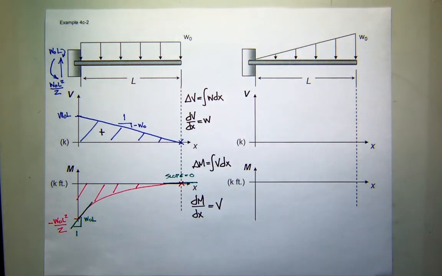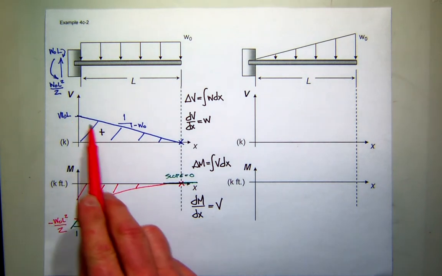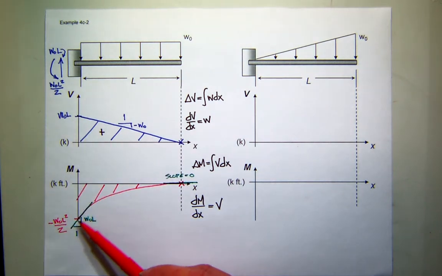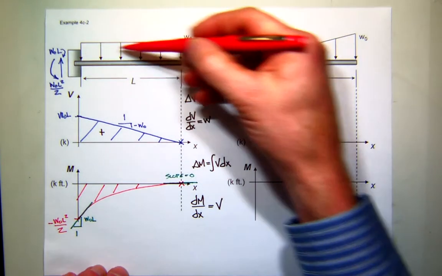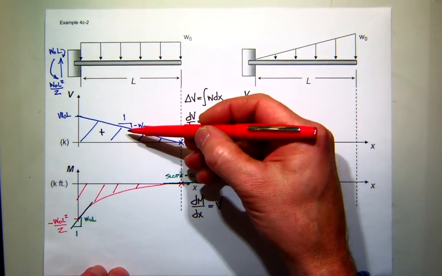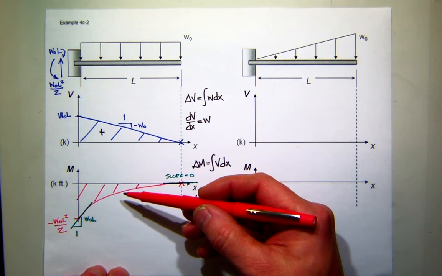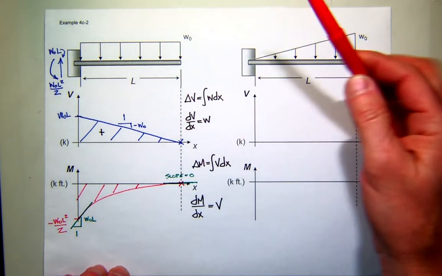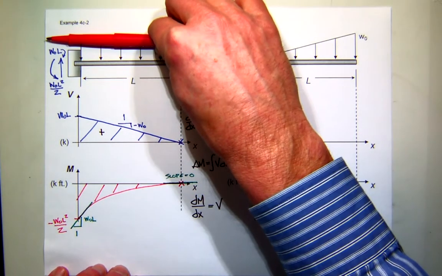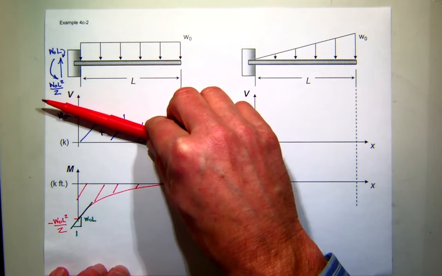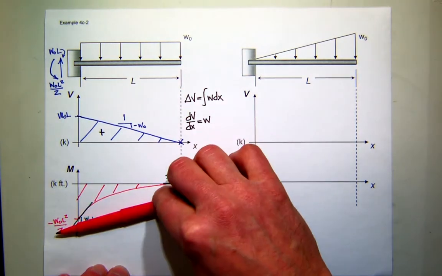See how cool that is? So the shear diagram will tell you the curvature of the moment diagram. So again, you can see it. Constant, linear, quadratic. You're basically integrating these. You're integrating the load to find the shear. You integrate the shear to find the moment.